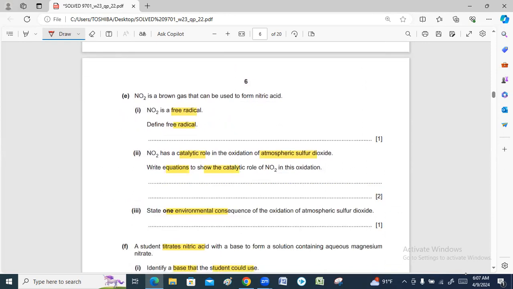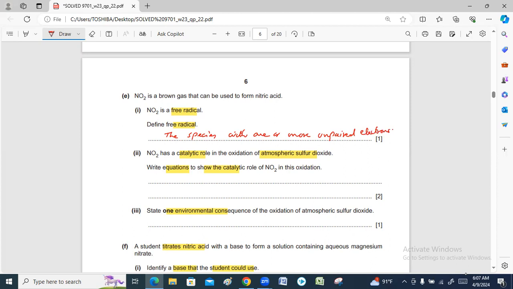Now, NO2 is a brown gas that can be used to form nitric acid. NO2 is a free radical. Define the term free radical. A free radical is a species with one or more unpaired electrons. So the species with one or more unpaired electrons is a radical or free radical.